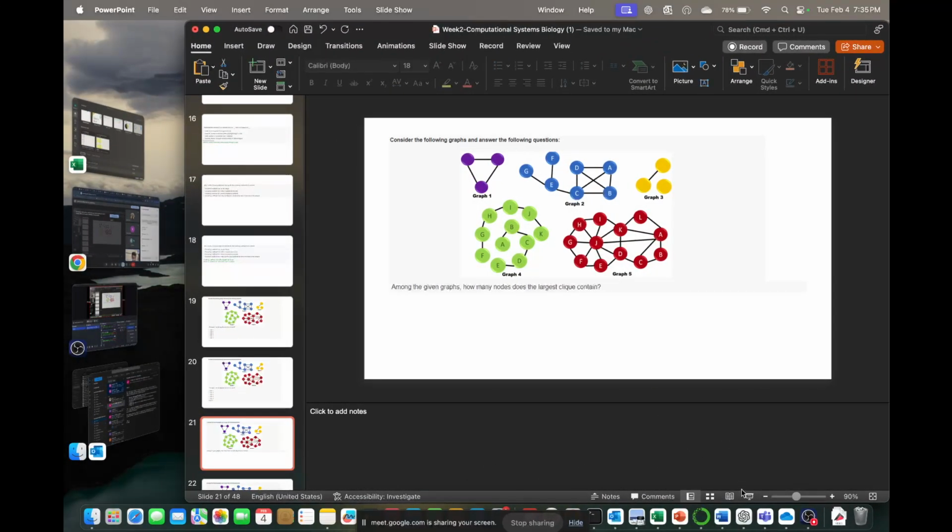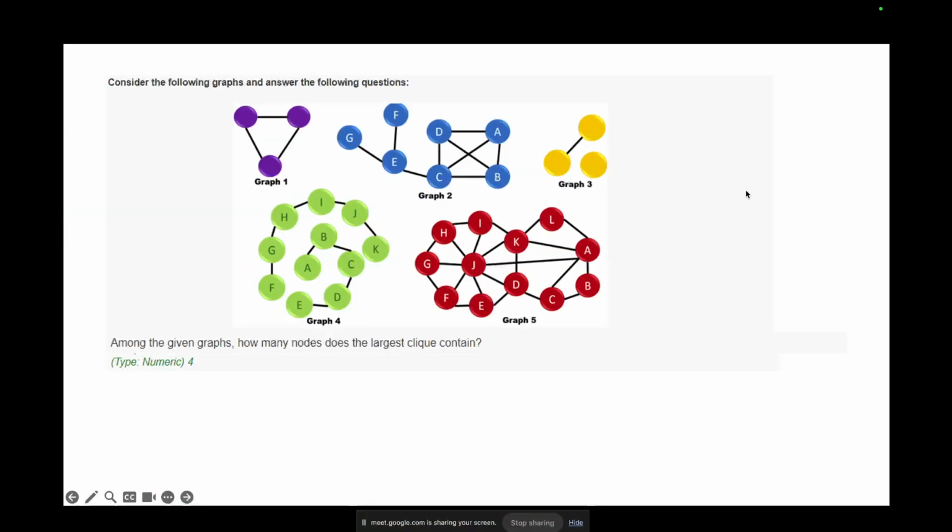Okay. I also do not know the answer to this. I have to check. Okay. So a clique is defined as a part of the network which is fully connected.